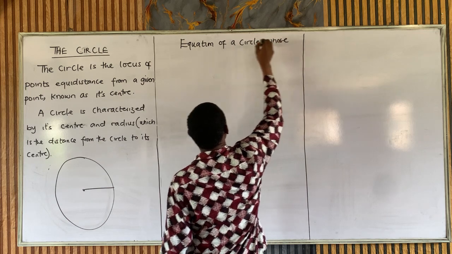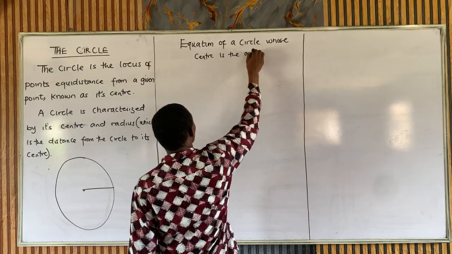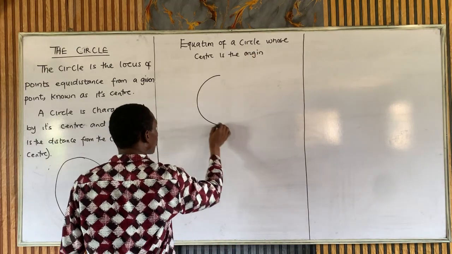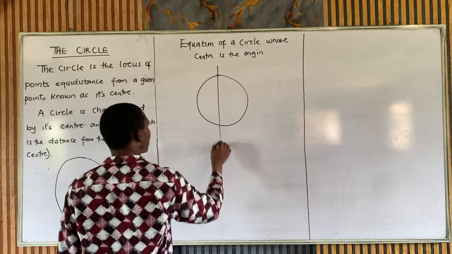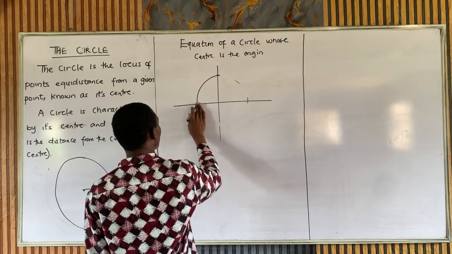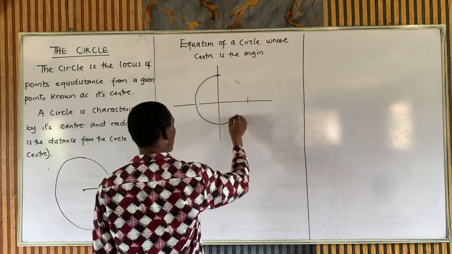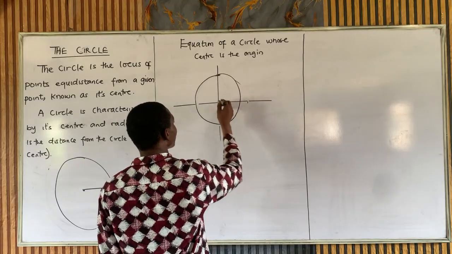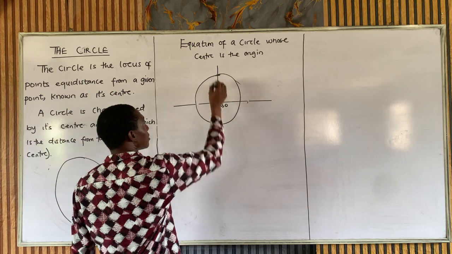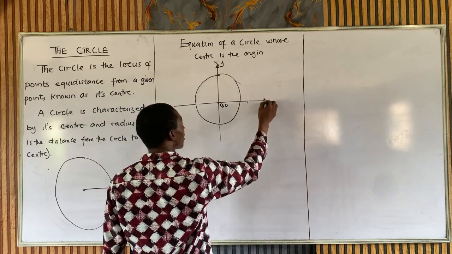Whose center is the origin. And so such a circle looks like this. And this is our x and y. So let's assume that this is a circle, and then the center is here, 0, 0. This is your y, and this is your x.